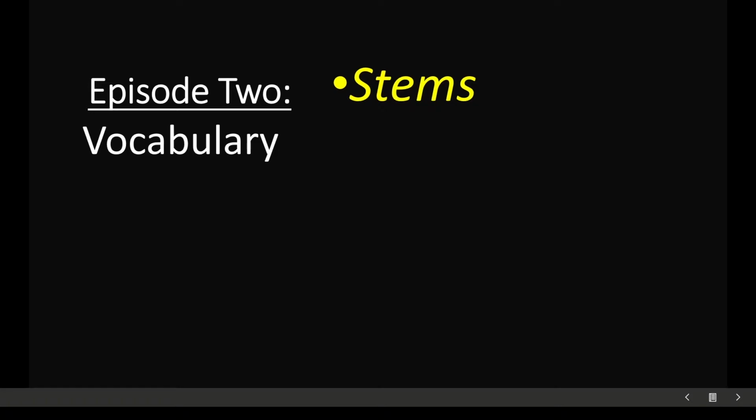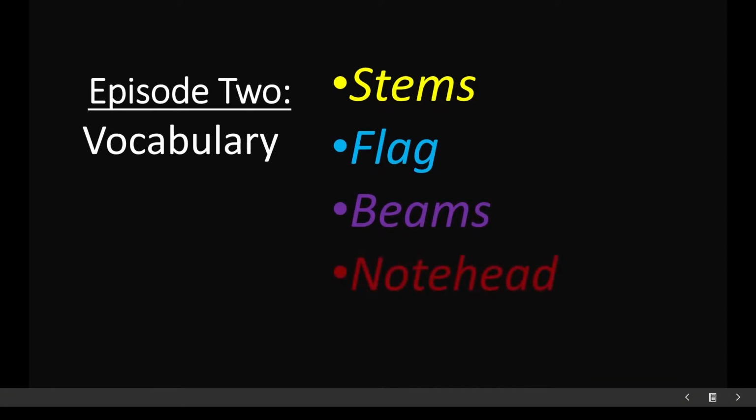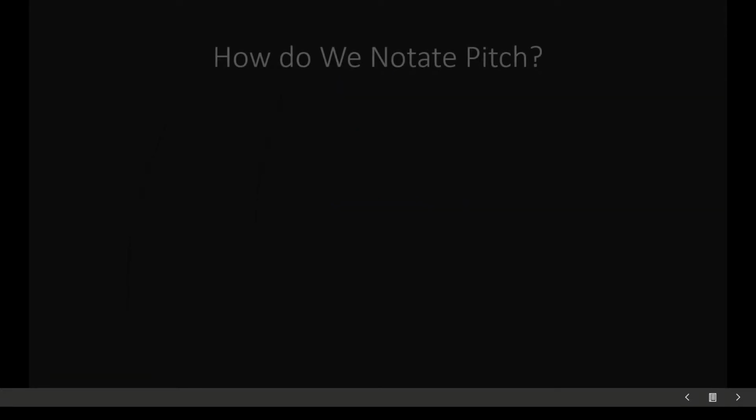Now, we have a lot more vocabulary. There is some additional vocabulary. So when we talk about notes, we're talking about stems. These are the parts of the note: the flag, beams, and the note head. All right, let's get to it.